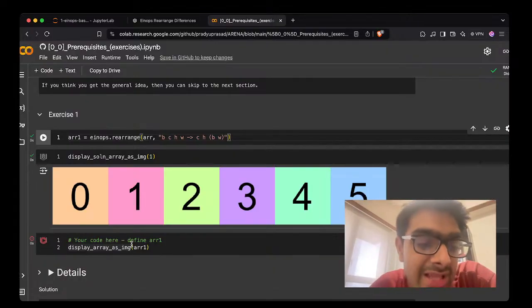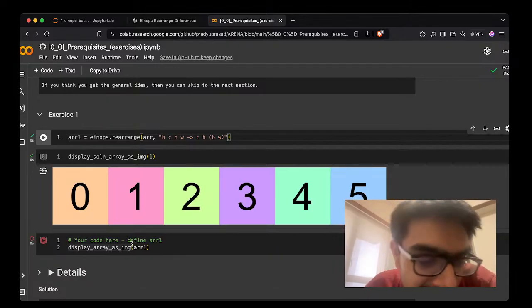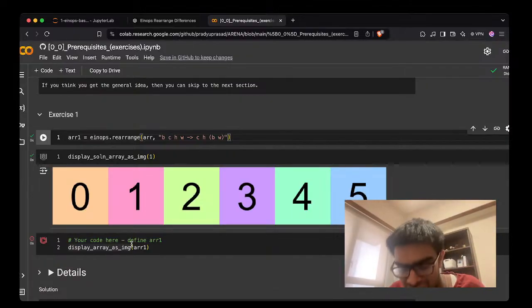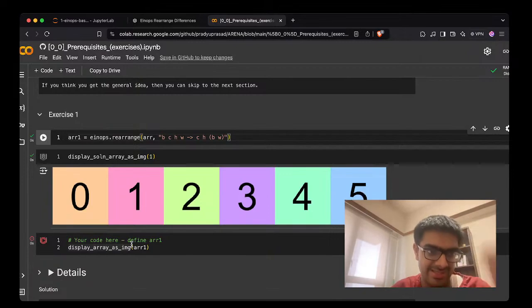Display solution array as image 2. So the original array is like this, right? So we want to take only the first batch, right? We want to take the first batch only. Okay, so this is a little hacky, I guess.